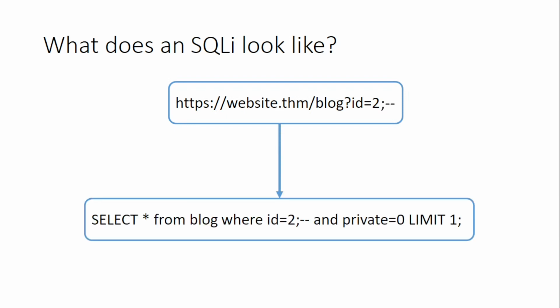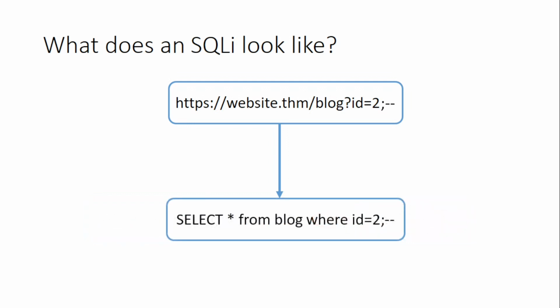So the semicolon in the URL signifies the end of the SQL statement, and the two dashes cause everything afterwards to be treated as a comment, which means this would be a comment. And by doing this, we are in fact just running this query, which will return the article with an ID of 2, whether it is set to public or not. And this is just one example of an SQL injection vulnerability of a type called in-band SQL injection.